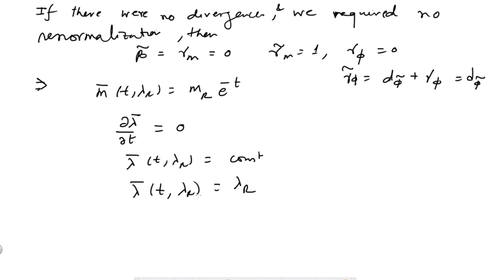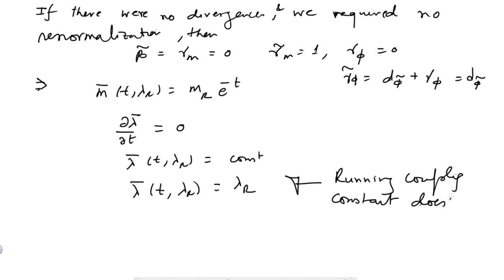So that's the solution. You see that the effective coupling constant or the running coupling constant does not really run if you do not need renormalization. But still the running mass goes down. It decays rapidly with increase in t. So this will happen if you have a theory which is finite, where all the loops are giving you finite results.